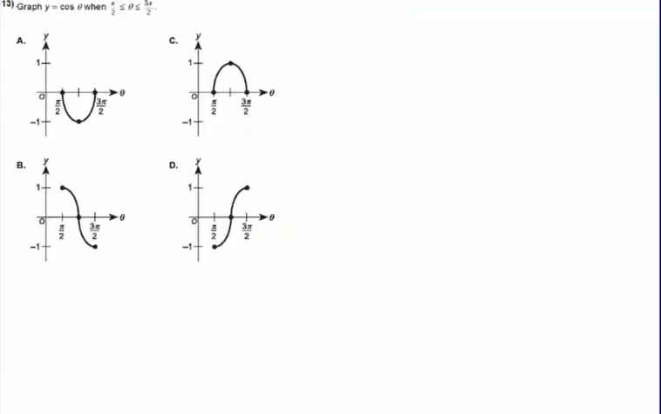So with this problem, we need to know what cosine actually looks like. Cosine starts at 1, and then at pi over 2 goes down to 0, and then at pi it's at negative 1, 3 pi over 2 is 0, and at 2 pi we're back to 1.